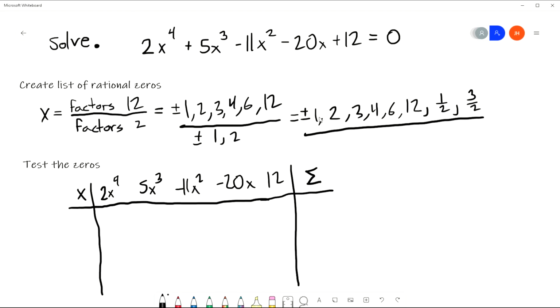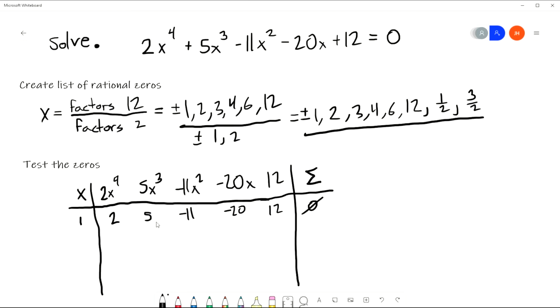I like to start with the ones first just because it's easy to plug them in. So I start with x equals 1. 1 to the 4 is 1 times 2 is 2. You kind of see what's going to happen here, right? It's just going to be all the coefficients. This would be 5, minus 11, minus 20, and 12. Let's think about it. Is this going to make 0? Not really, because I got negative 11, negative 20. That's negative 31. No way that this adds up to 31. That's too small. So it's not 0.